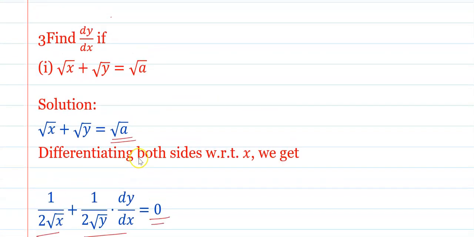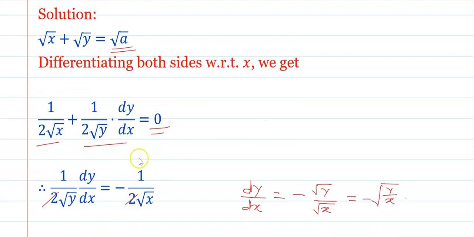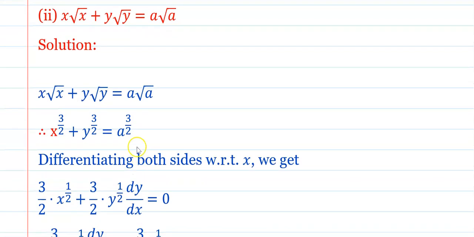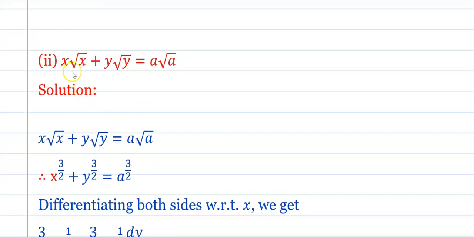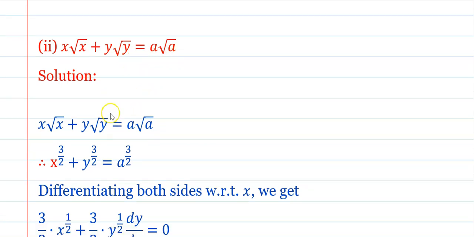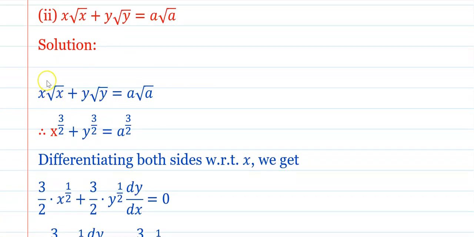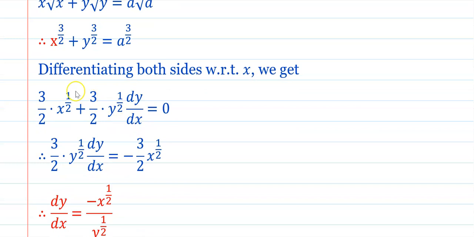Now you can see here. Now the question number 2, x root x plus y root y is equal to a root a. Now x root x: the power of x is 1, root x is 1 upon 2. If you total both, you will get x raised to 3 by 2, y raised to 3 by 2, and a into root a means what again? A raised to 3 by 2.